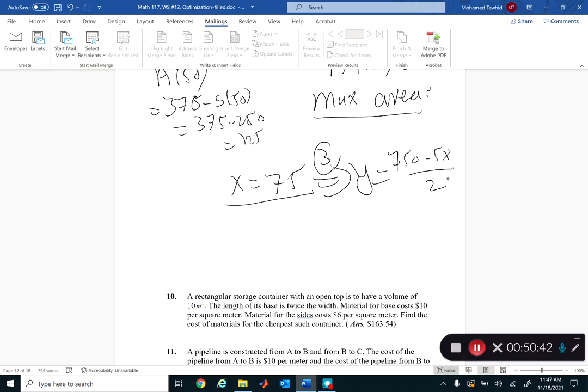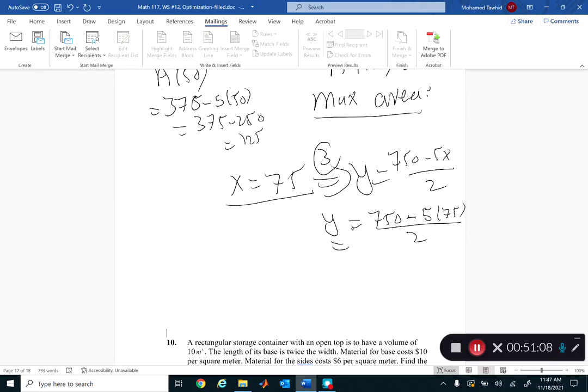So let me check. You have 750 minus 5x over 2. So now you have 750 minus 5 times 75, the whole thing divided by 2. Just use technology to get the number here, guys. I just use technology to get y. I don't have the technology here, so you have 750 minus 5 multiplied by 75, so you get 375 divided by 2. So that is your y.